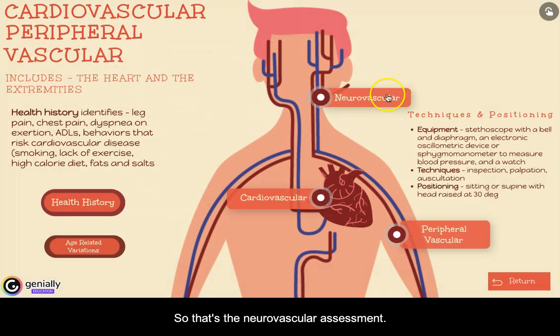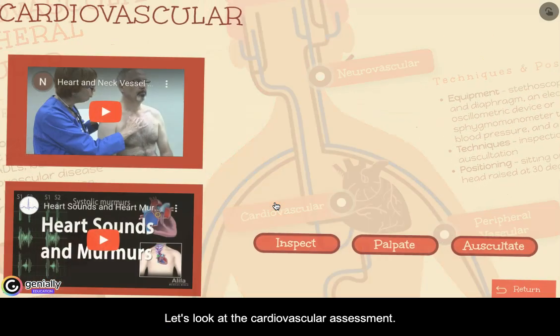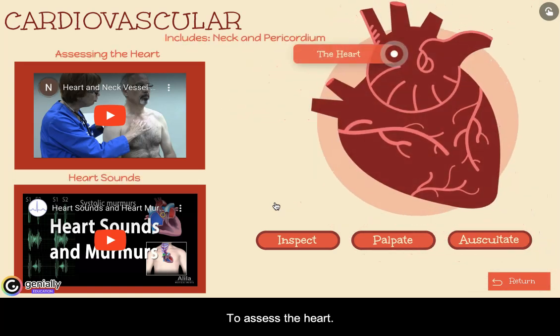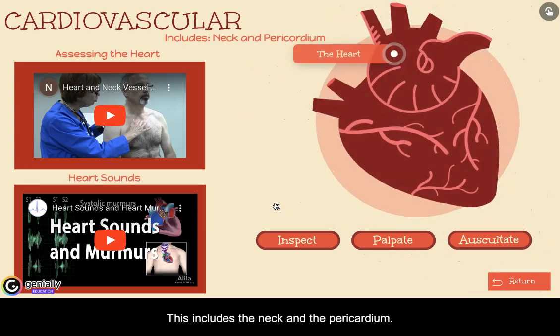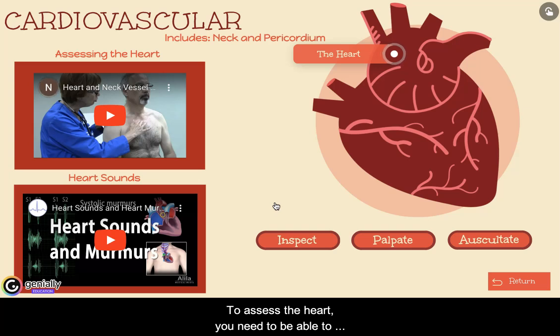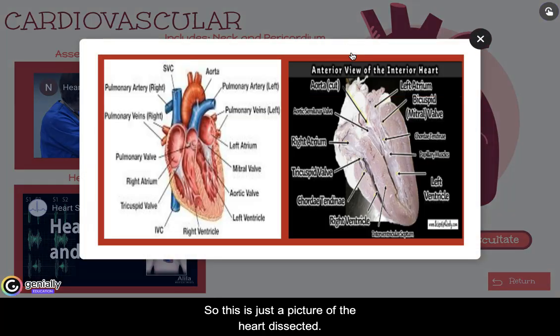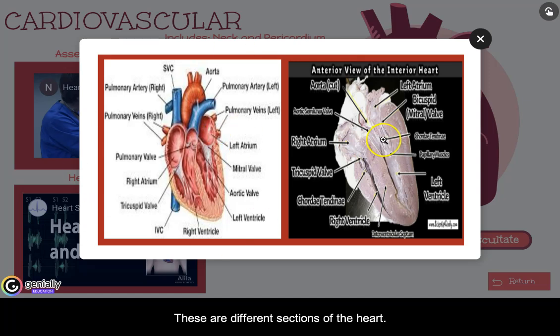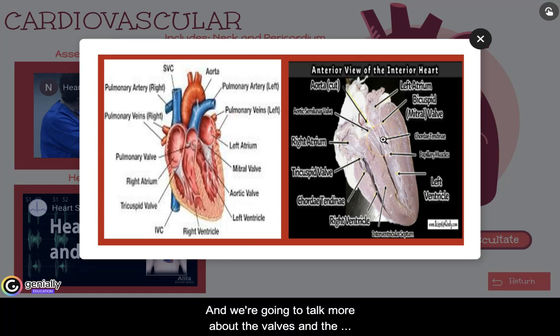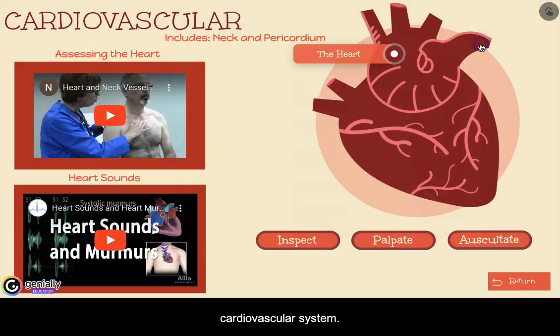So that's the neurovascular assessment. Let's look at the cardiovascular assessment. To assess the heart, this includes the neck and the pericardium. To assess the heart, you need to be able to inspect, palpate, and auscultate. So this is just a picture of the heart dissected. These are different sections of the heart, and we're going to talk more about the valves and the ventricles and all of that when we study the cardiovascular system.